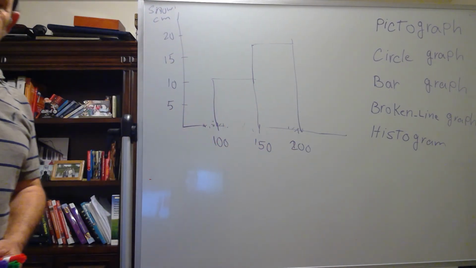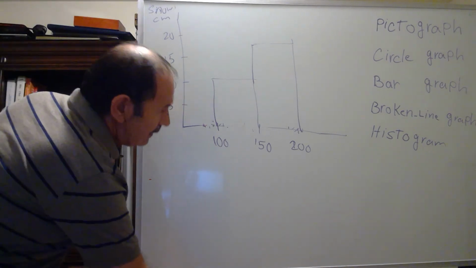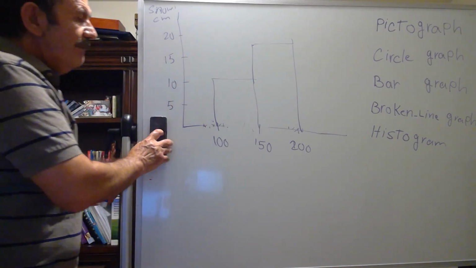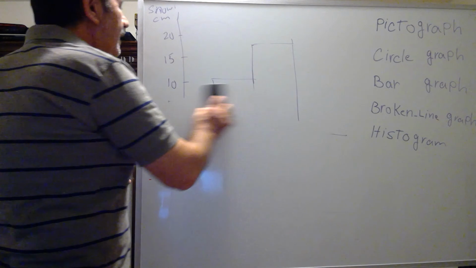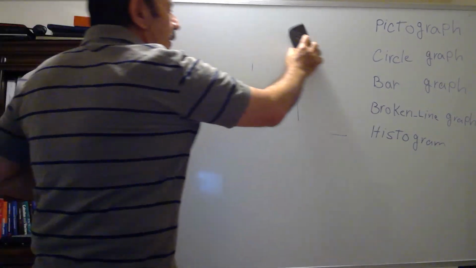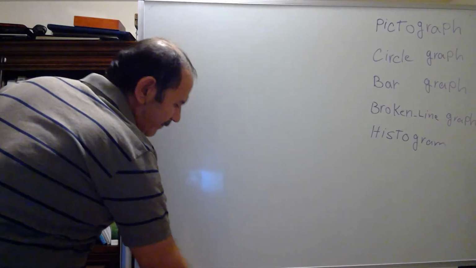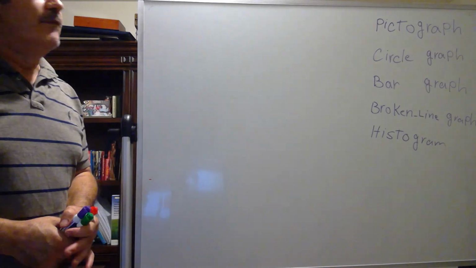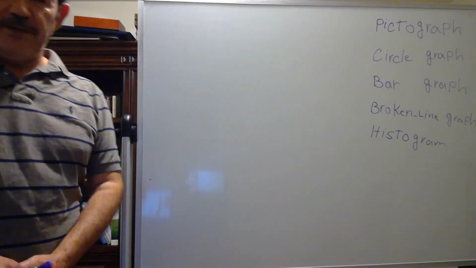These parts are all about the graphs, the different types of graphs, and we can calculate different types of information from the graph that we are seeing.